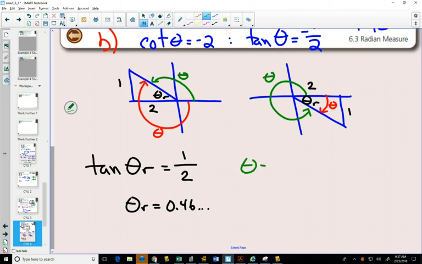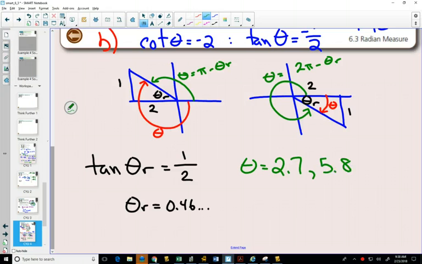For my green angles, can you see that this one would be pi minus your reference angle? And this one will be 2 pi, 360 minus your reference angle, so it's going to be 2 pi minus your reference angle. If you type those into your calculator with your reference angle, you'll get 2.7 for the first one and 5.8 for the second one.